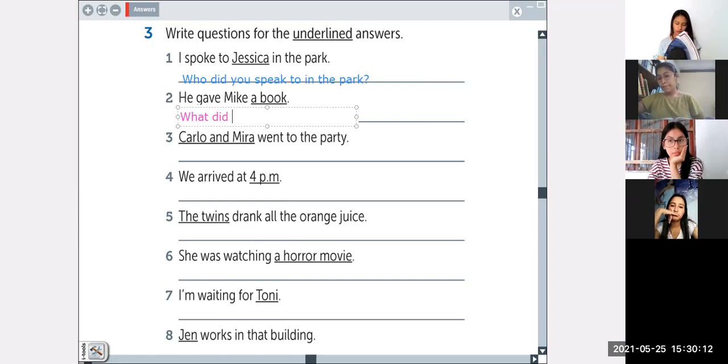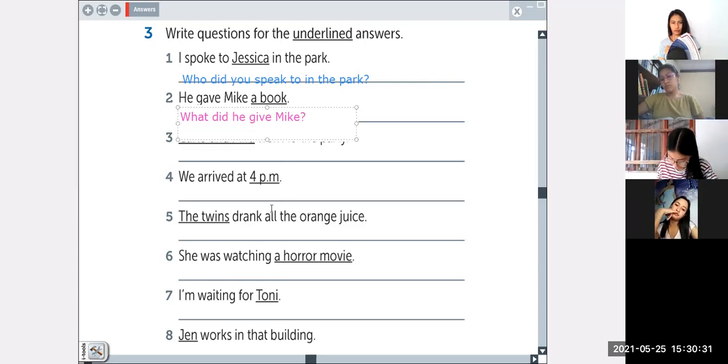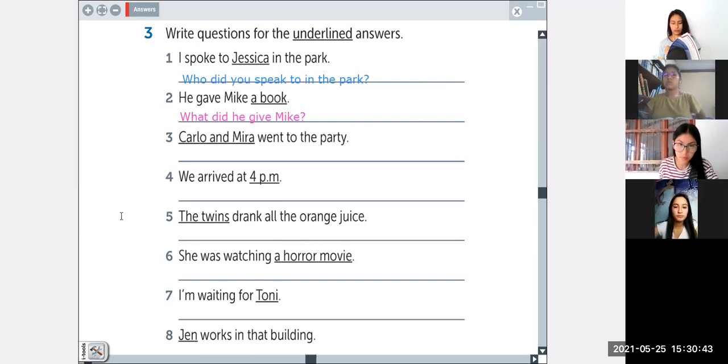He. Verb? Give. Anything else? Give Mike. What did he give Mike? He gave Mike a book. Very good. So you need to pay attention to the verb because the verb tells you what auxiliary verb you need to use, okay? What about number 3?